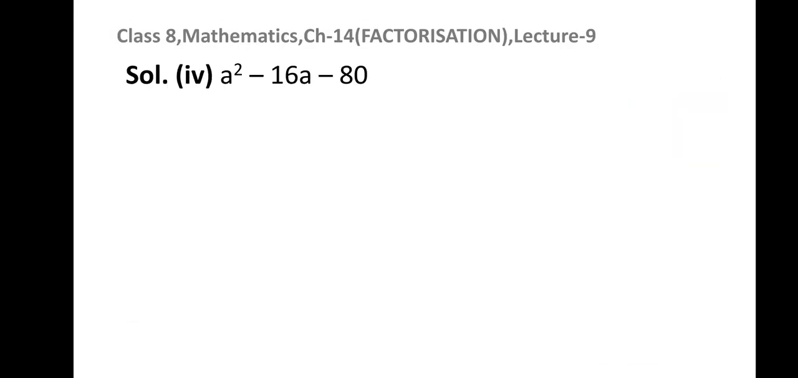Now, let us see the solution of the fourth part. The fourth part is a square minus 16a minus 80. Again, in this part 4, we are supposed to use the splitting the middle term method. That is, we need to split. What is the coefficient of the variable a?